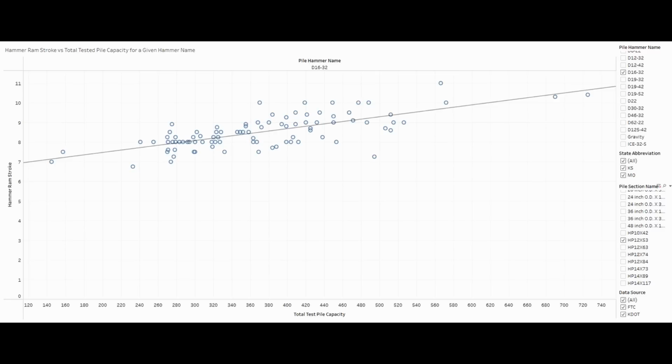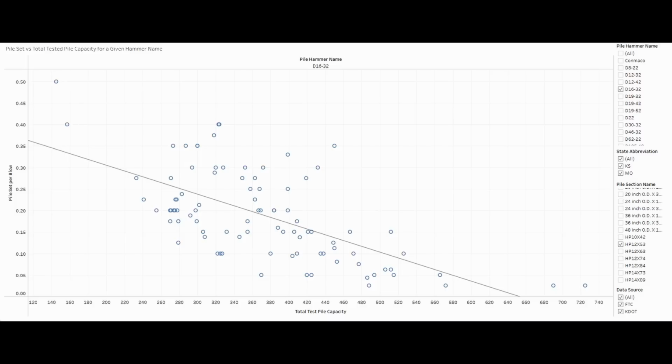Then we could do things like generate a plot of hammer ram stroke versus total pile capacity to give an idea of what the hammer stroke should be. So in this case, the required capacity for this case study was 268 kips, which would be about a 7.5 foot stroke. And then for that same capacity, the pile set per blow is about 0.25 inches per blow. So 1.25 inch per 5 blows. We typically compute set in 5 blow increments in this region.